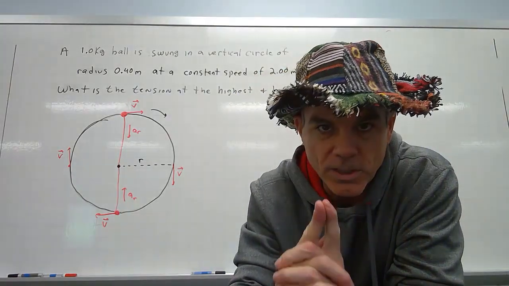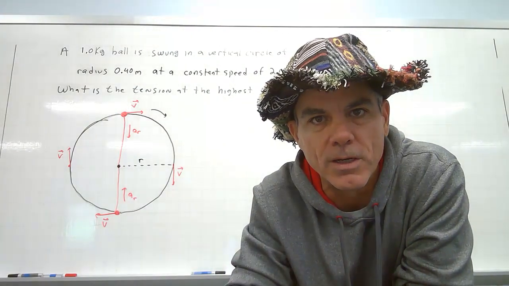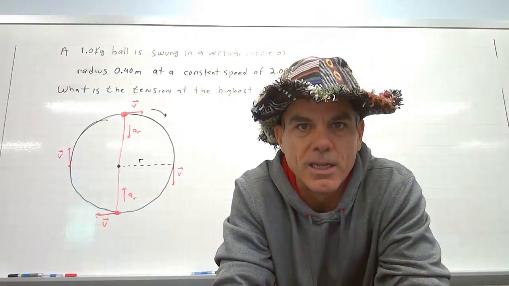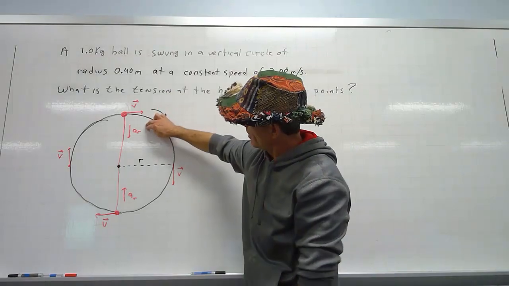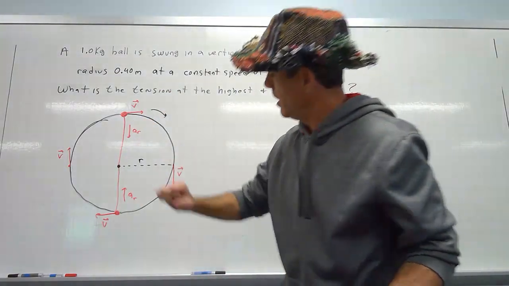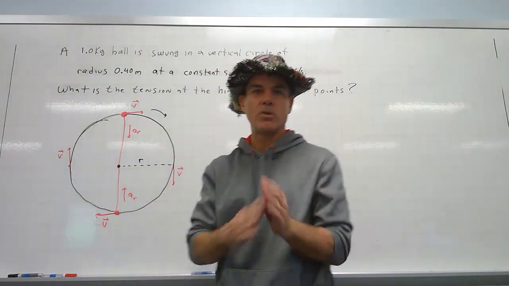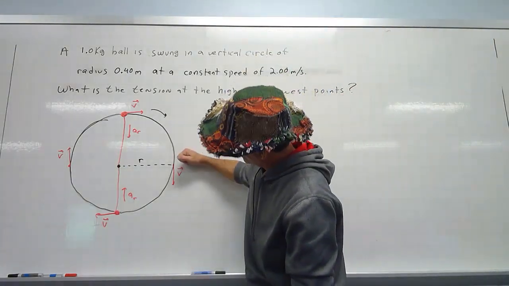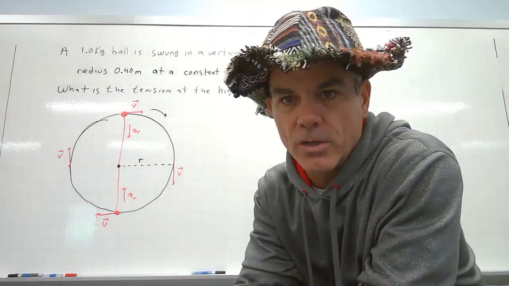So the big question before you start is, what's different about the very highest point as compared to the very lowest point? And the answer is two things. One, radial acceleration always points towards the center of the circular path, which means at the very highest point, the radial acceleration is pointing down towards the center, but at the very lowest point, the radial acceleration is pointing up towards the center. And then if we were analyzing it to the right or to the left, it's always pointing directly towards the center of the circular path.